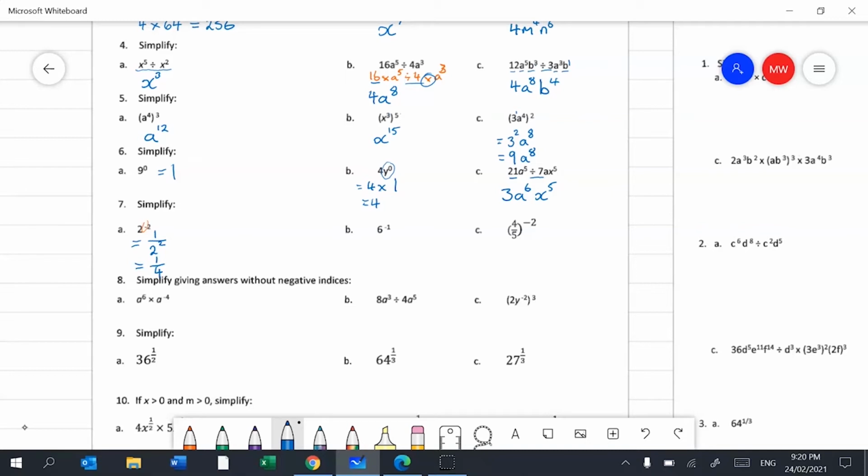In B, we've just got a negative 1 there, okay? So this becomes 1 over 6 to the power of 1. We just don't bother writing to the power of 1.